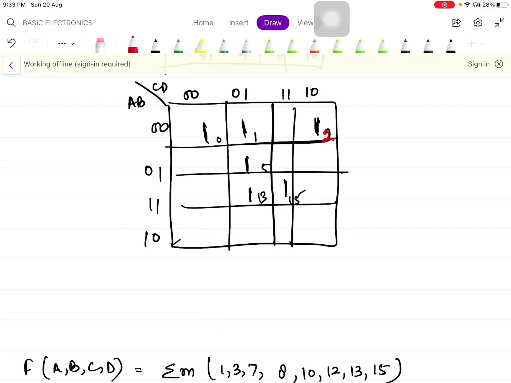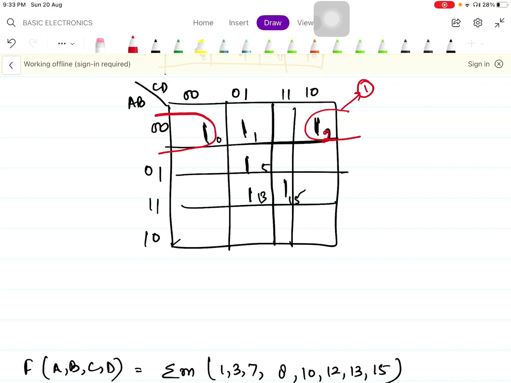That means it can be grouped only in one way. That means with a cell of 0. So let's make this group first. Okay, so this is our first group. Now we have to only bother for the ones which are left outside the group.